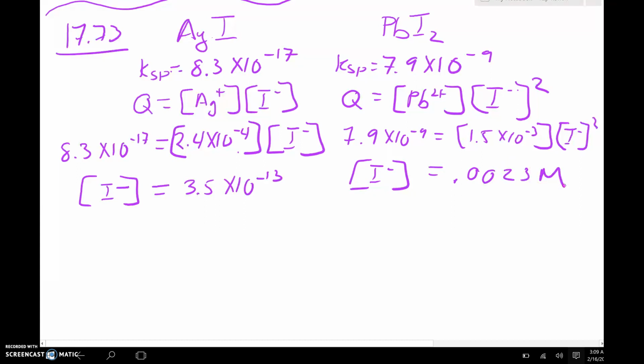Okay, so the question is, which will precipitate first? Well, the one that will precipitate first is the one that requires the least amount of I minus in order for the precipitate to form. So I'm solving for this common ion, in this case I minus, and I'm seeing which one needs the least amount of I minus for the precipitate to form. And so here I get that to be AgI. So AgI will precipitate first.